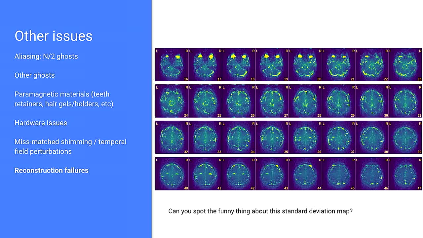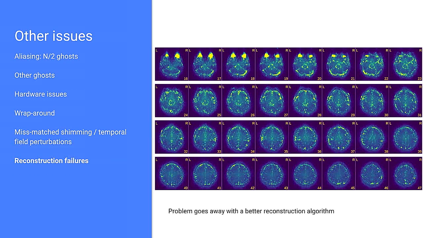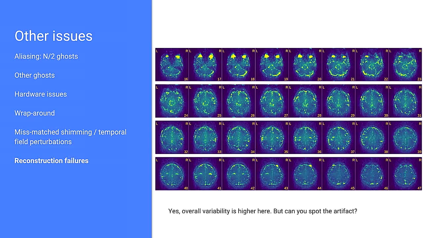Finally, I want to show you this example. So please look at this standard deviation map of an fMRI example. We had to change the reconstruction of these images, and we ended up with this standard deviation map. So I want you to try to spot the problem. I will show the problematic one again. And this is the good one.